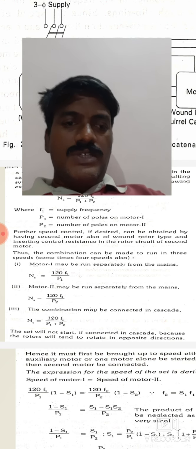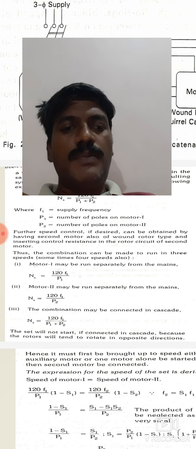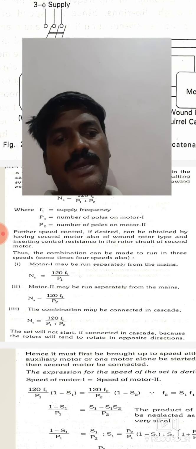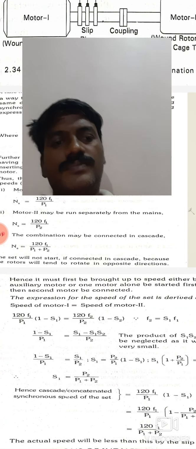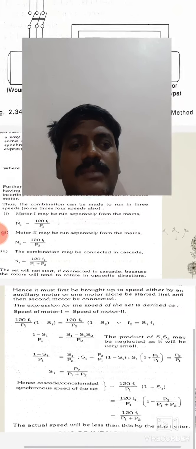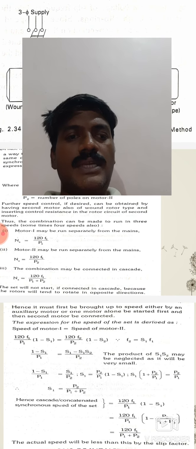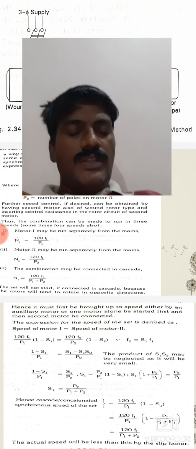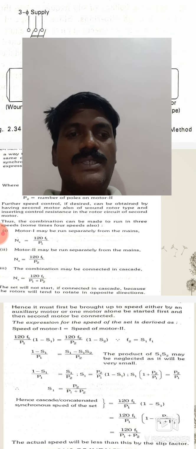Right, the synchronous speed of the first machine is given by 120 into F1 by P1. The second machine's synchronous speed is equal to 120 into F1 by P2. The combination may be connected in cascade, that is equal to 120 into F by P1 plus P2. Here it must first be brought up to speed either by an auxiliary motor or by other means. We know that when they are mechanically coupled, they must rotate with the same speed. We equate these two speeds.